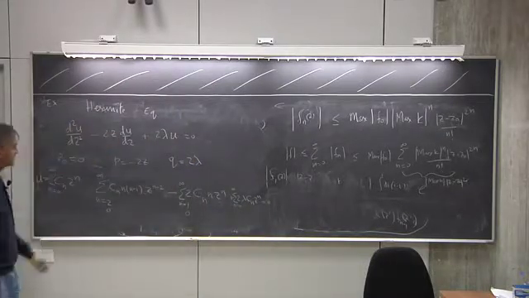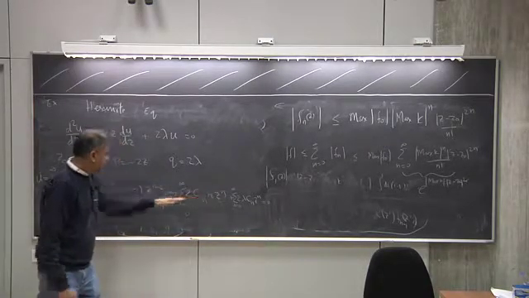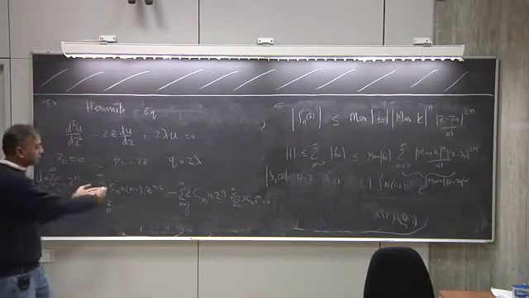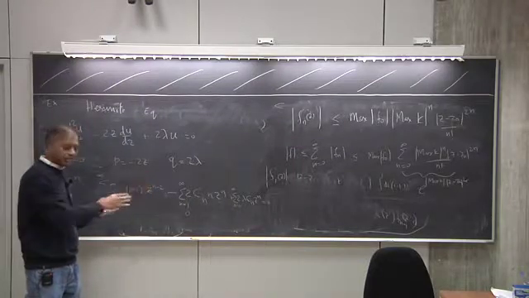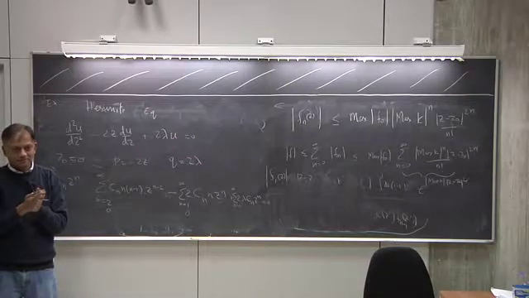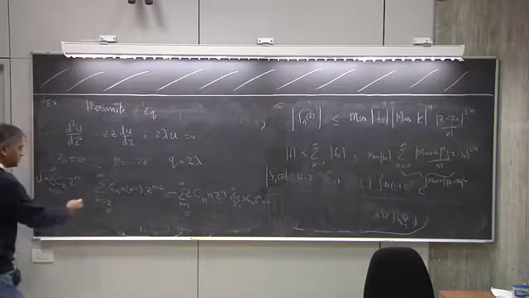Now you see that this equation is an infinite series in z to the n, but the coefficient of each z to the n must vanish, because this whole thing is equal to 0. So let's see what we get here.